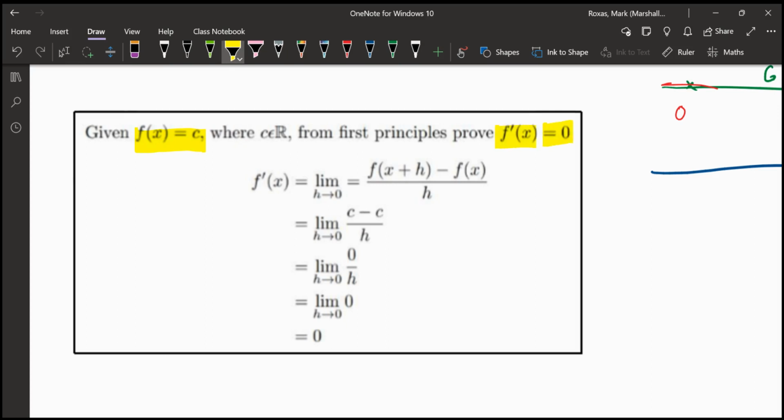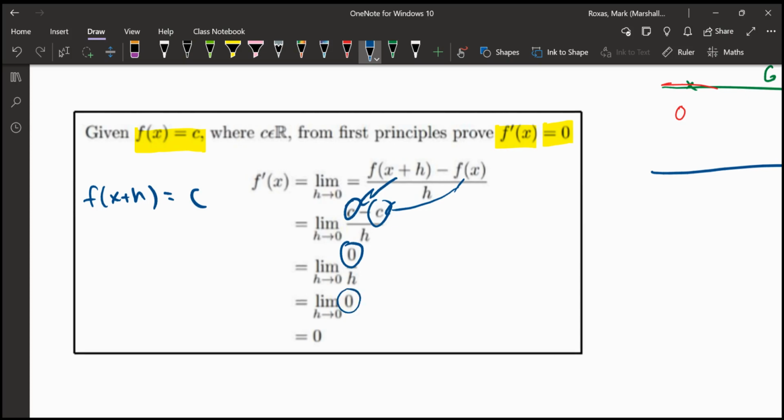How do you do that? Well, what is f of x plus h? If the input is x plus h, it doesn't matter what the input is. The output is c. So here we have c. f of x, the output is c. c minus c is 0. Okay, 0 over h is still 0.